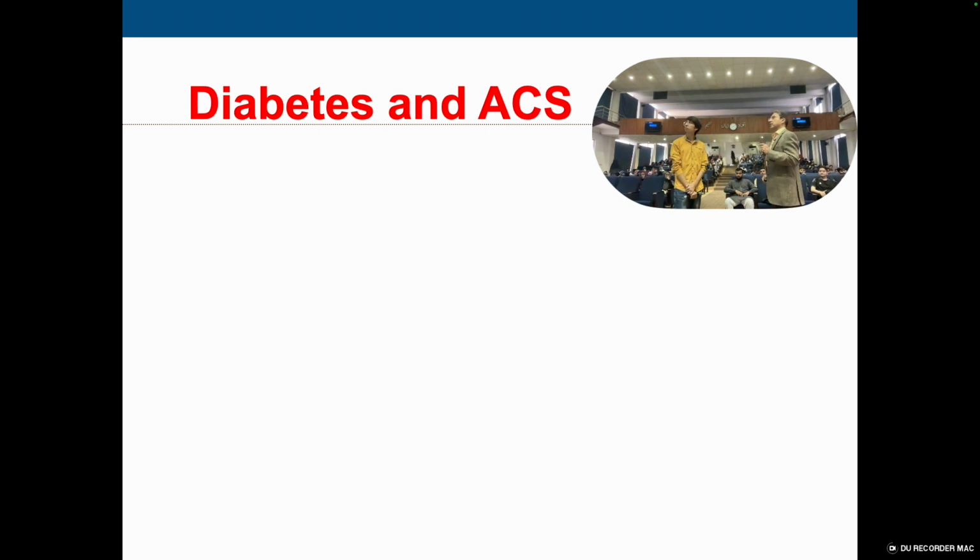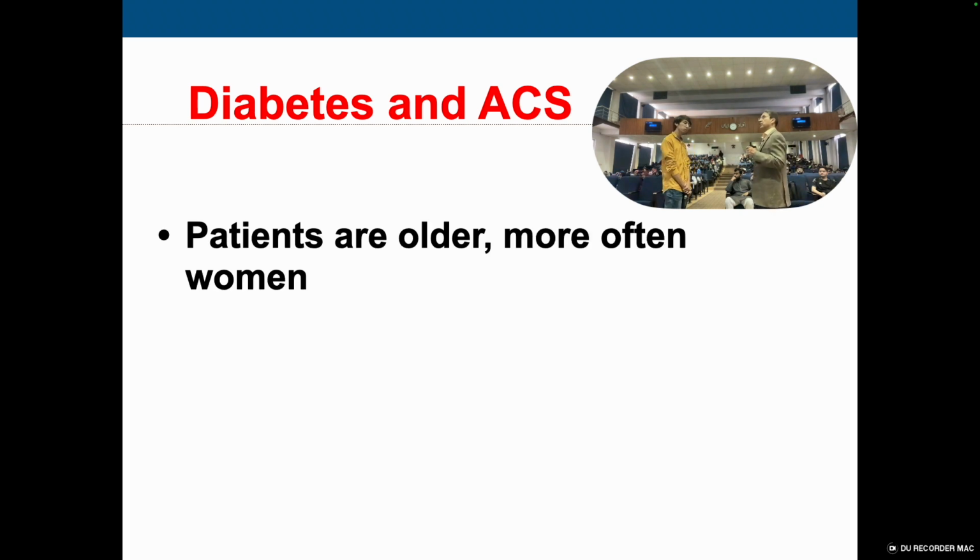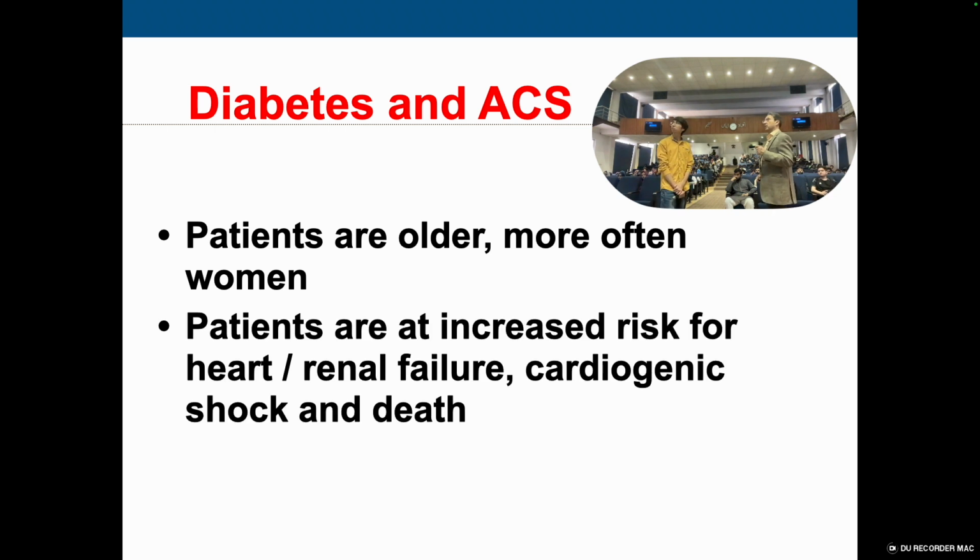Now, diabetes and acute coronary syndrome, we discussed it last time. Diabetes is an ischemic heart disease equivalent. A patient who is type 2 diabetic and one who already has had a myocardial infarction both have a similar chance of having an MI in the future. So it is presumed that somebody with type 2 diabetes is as vulnerable as a patient who has established heart disease and infarction. The difference is that these patients are older, more often women, and at increased risk of heart failure, renal failure, cardiogenic shock, and death, because the macrovascular complications go along with microvascular complications as well.